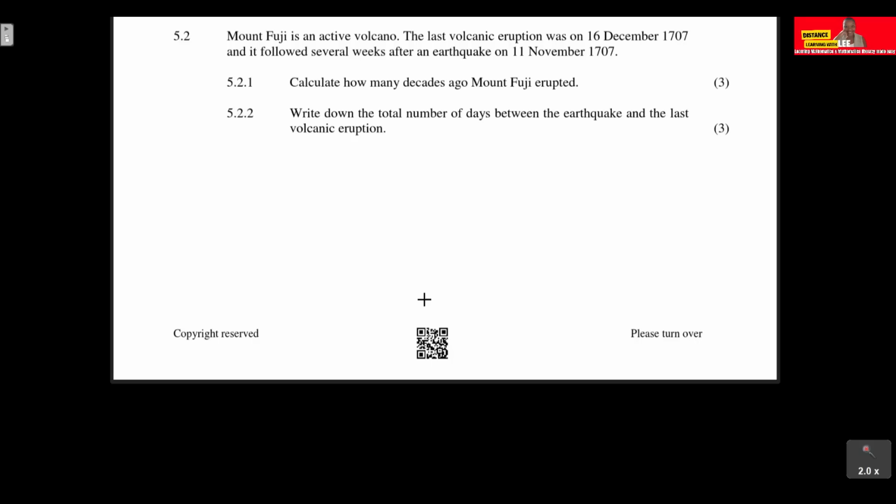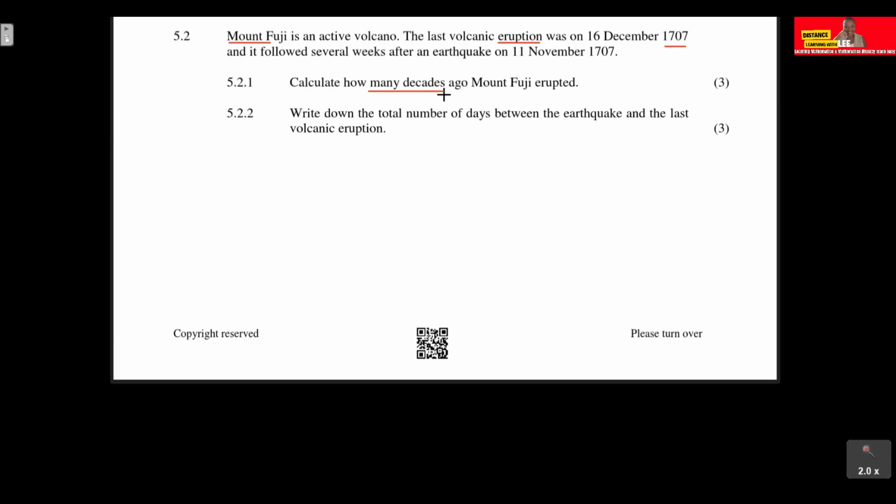Okay, so what we need to do here is that we're going to basically take the year 2022, and then subtract from it the year 1707, because we are told that Mount Fuji erupted in the year 1707. All right, so we're going to basically minus and determine how many years ago this volcano erupted. Okay, so let's just work from there, and then I'm going to build to how we're going to get our answer, taking into consideration that they want how many decades ago, right?